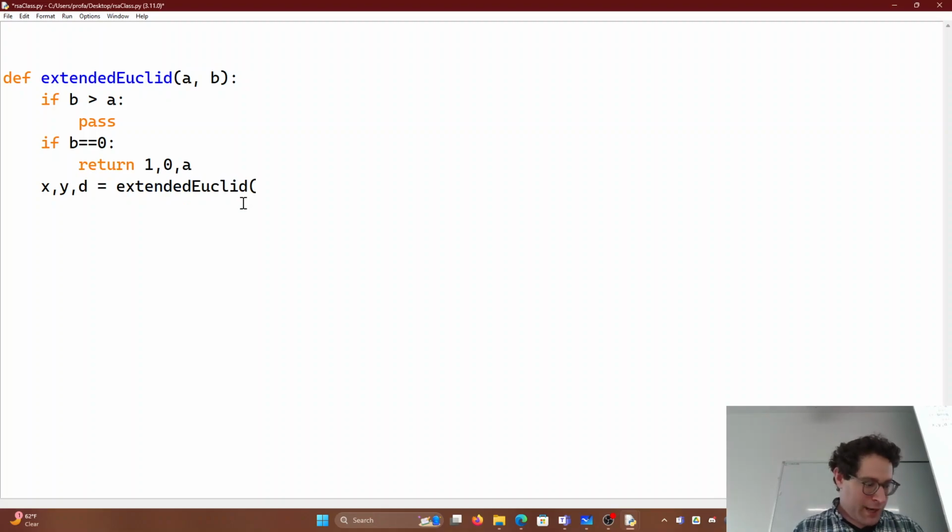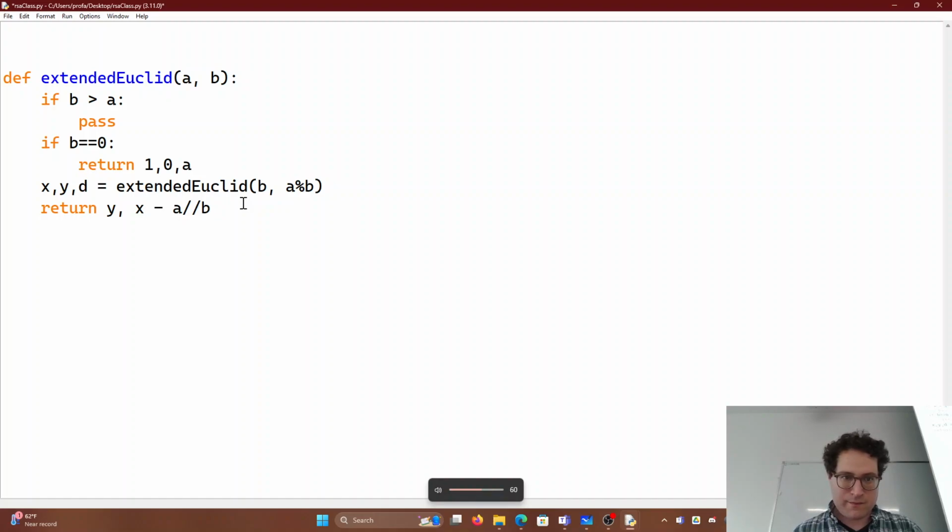Okay, x, y, and d is going to be the recursive call on B, A mod B. Just like that, right? And then return y, x minus A divided by B, that's integer division right there, times, and let's make sure that order of operations is respected, times y. Return d.